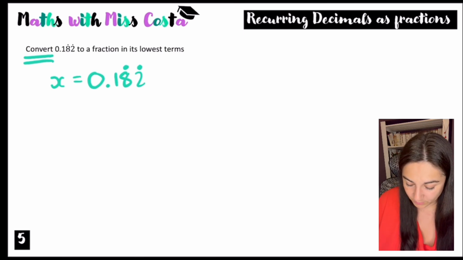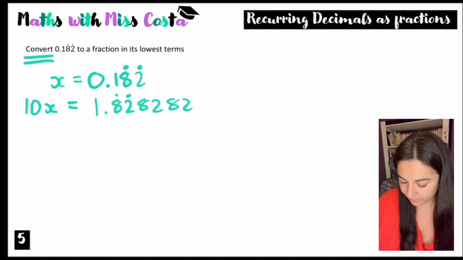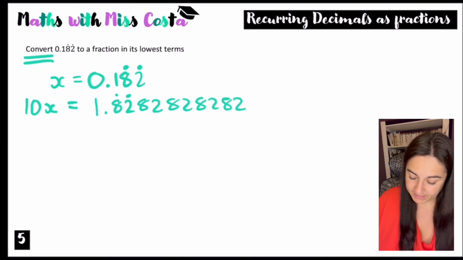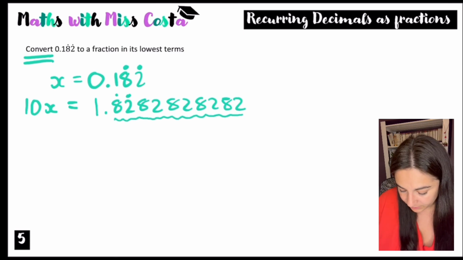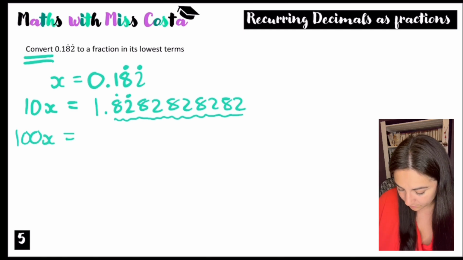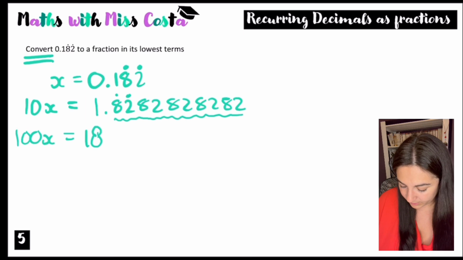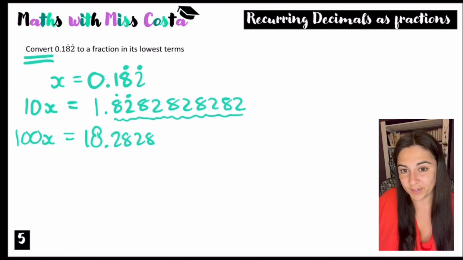So let's say I multiplied this by 10. 10x would give me 1.82 recurring. So I'd get 1.82, 82, 82, 82, and so forth. Now what I want to do is get it into the position where I've multiplied it by a power of 10, and the bit after the decimal point is also 8282. If I tried 100x, that wouldn't quite work, because times by 100 would give me 18.2828, and so forth. So if I subtracted those two, I would not get 0, so that's not going to help me.